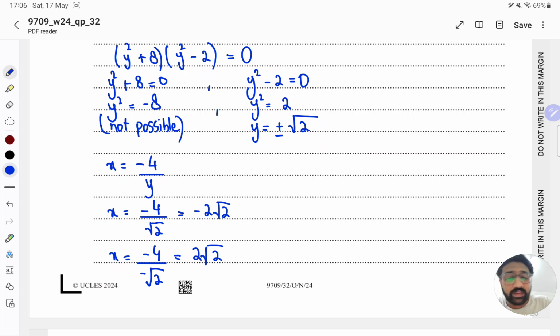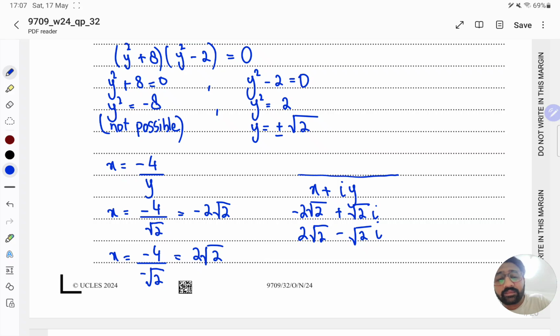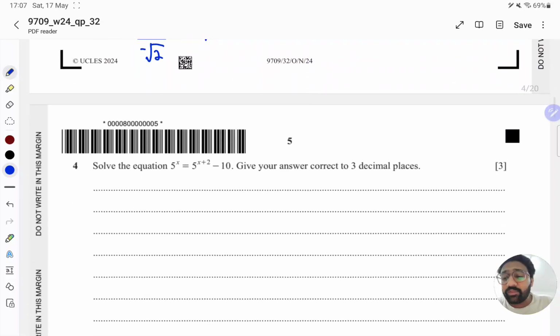So we have to write it in the form of x plus iy. So if I put the positive, x is going to be minus 2 square root of 2 plus square root of 2i. The other will be 2 square root of 2 minus square root of 2i. These are the two final answers that we will have. Let's move to the next question.